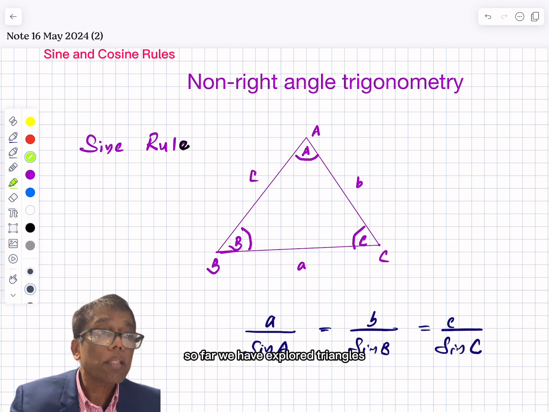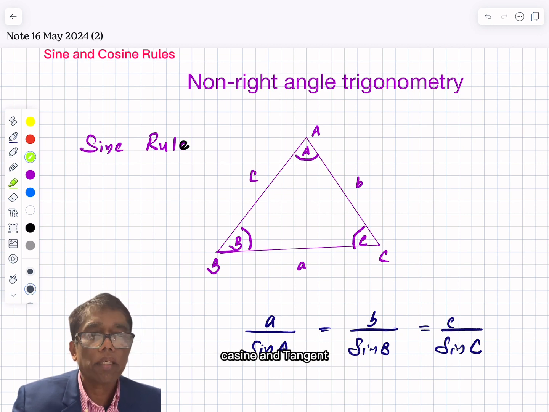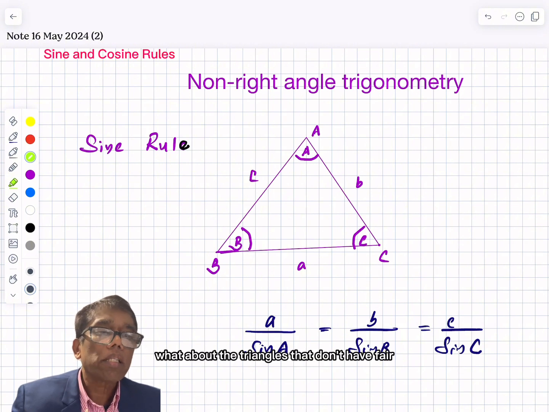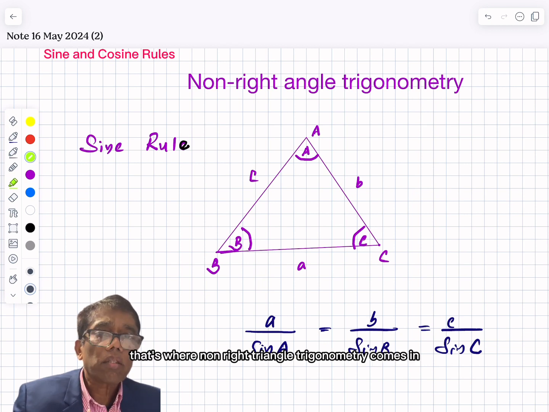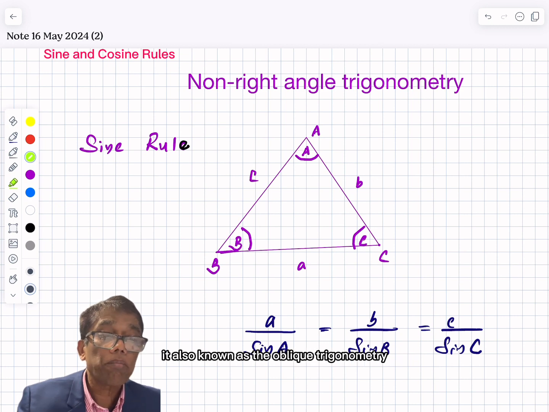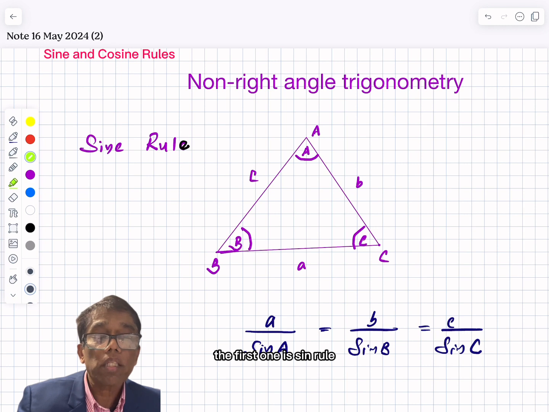So far we have explored right-angled triangles and how to solve them using sine, cos and tangent. What about the triangles that don't have a right angle, or 90 degrees? That's where non-right angle trigonometry comes in. It is also known as oblique trigonometry. Under non-right angle trigonometry, we have to discuss two rules. The first one is the sine rule, the second one is the cosine rule.